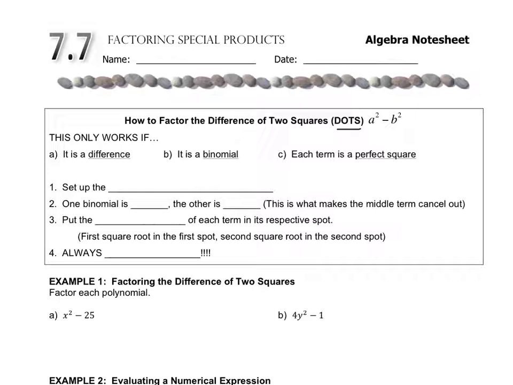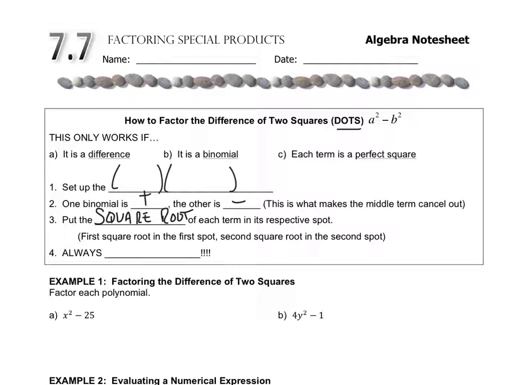So the first thing that we're going to do is we're going to set up our double bubble. So then we have the two sets of parentheses. One of the binomials is going to be plus or addition, and the other is going to be subtraction. This is what's going to help us get rid of that middle term to cancel out. Then you're going to put the square root of each of the terms separately in the two different sets of parentheses. The square root of a squared would go first, the square root of b squared would go second, and you're going to put those in each of those two parentheses.